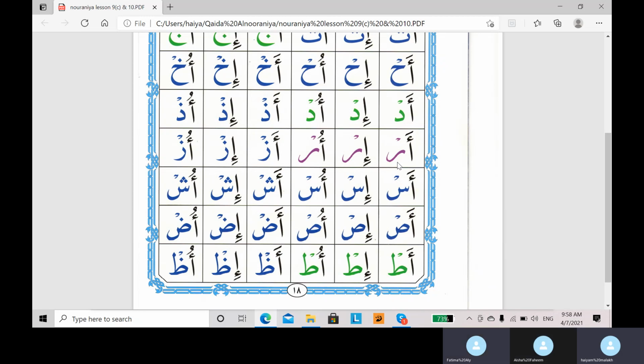Fatima. Hamza fatha zal sukun az. What is the letter? One minute. It's za, not zal. Hamza fatha za sukun, az. Hamza kasra za sukun, iz. Hamza damma za sukun, uz. Az, iz, uz. Not zal. Za.